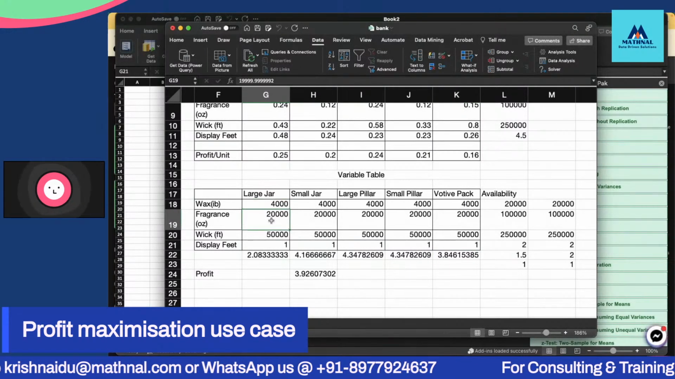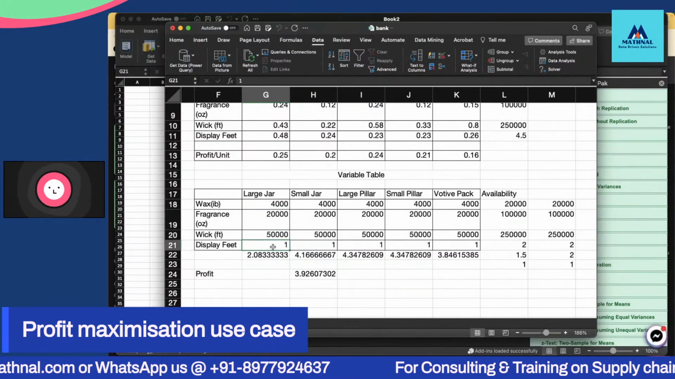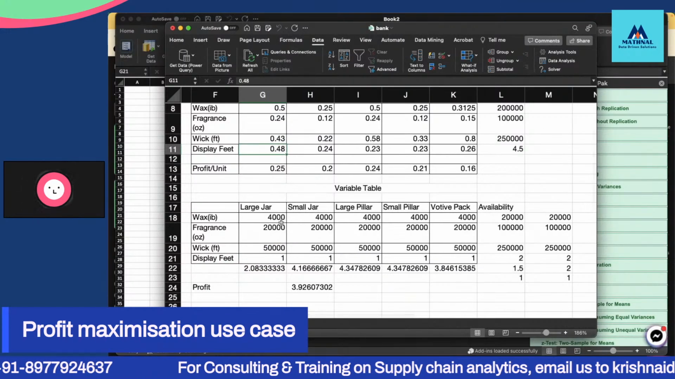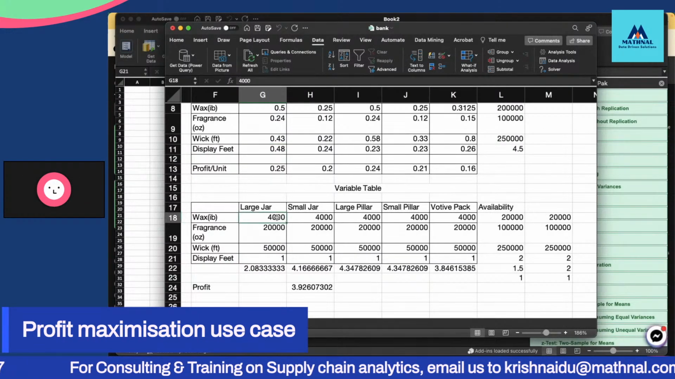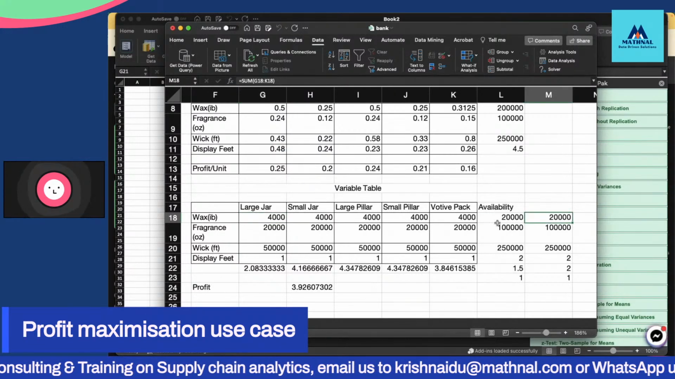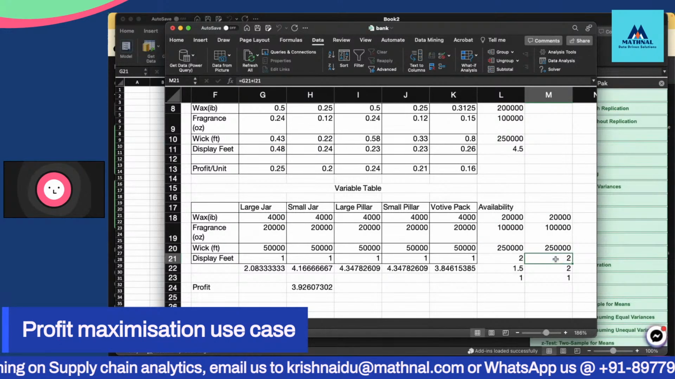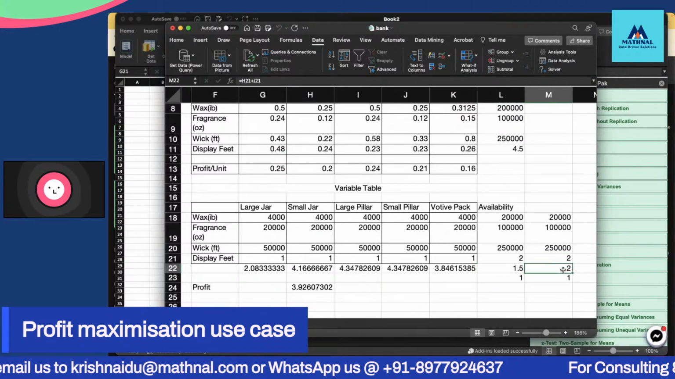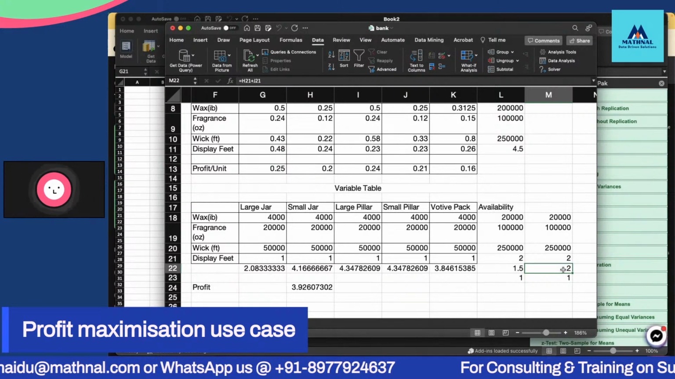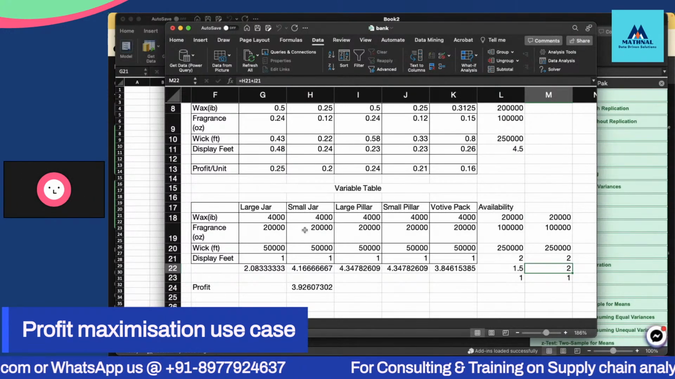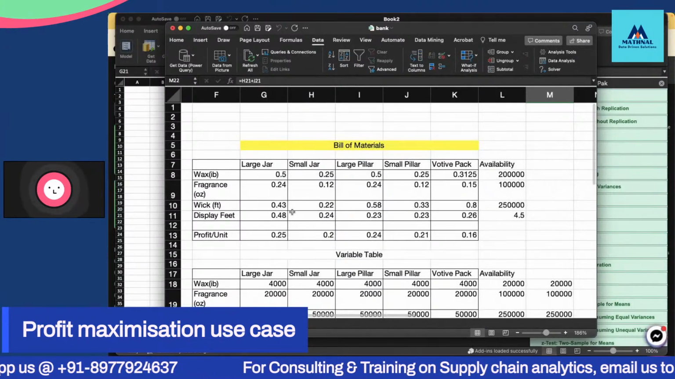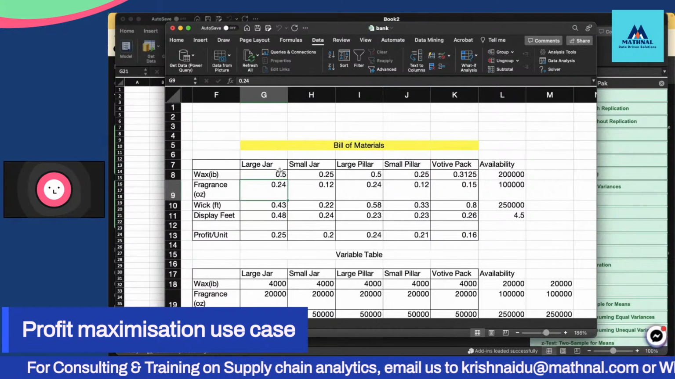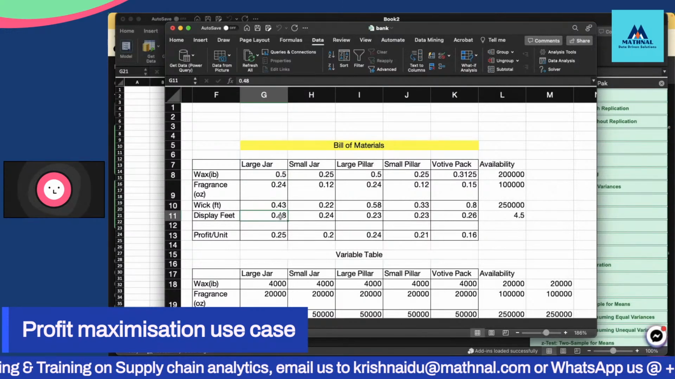This is 4,000, this is 2,000, this is 5,000, this is 1. So 1 divided by 0.48. 4,000 into 5, 20,000 is fine. 10,000 to 50,000, this is 2. This is where the problem is coming. This is 1.5, but we want it to give us 2 feet here. So if you see the solution, 0.48, 0.43, 0.25, 0.25. So this will always be the minimum.